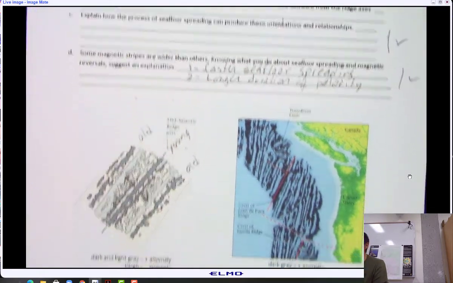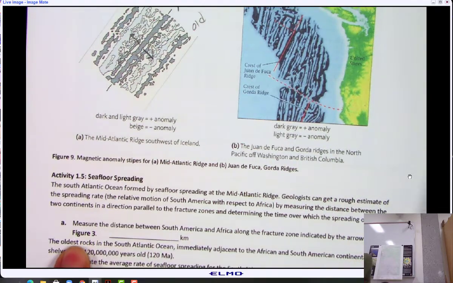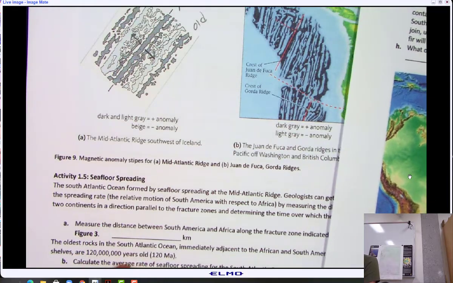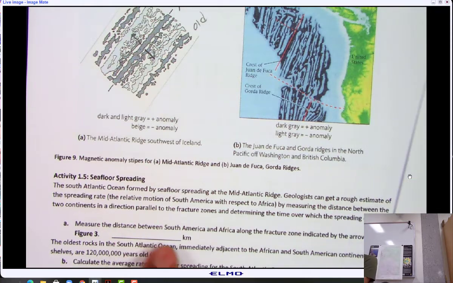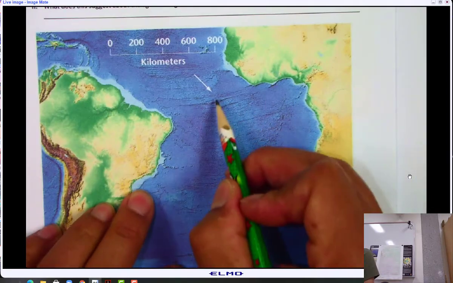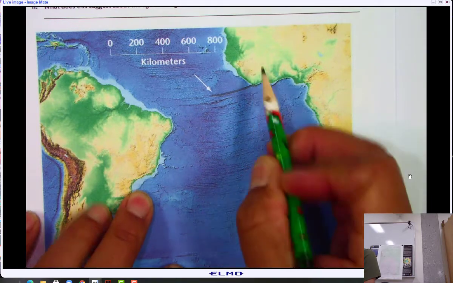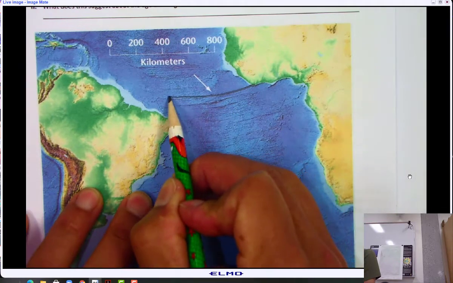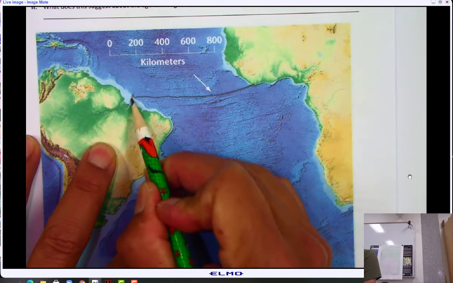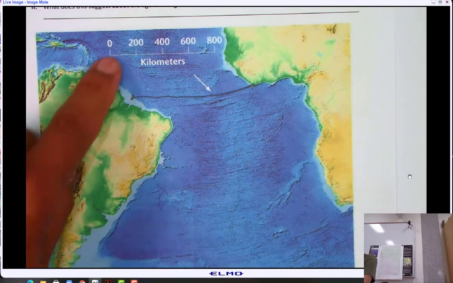So you can see that can also help explain the width of these magnetic stripes here. Now for activity 1.5, we're going to be looking at figure 3. We're going to be measuring some distances. So here's figure 3. They're going to ask us to measure along a fracture zone that's pointed out by an arrow here. You can see that this fracture zone basically starts right here in Africa, and it'll go out over, and you want to measure to there. Remember, we're measuring from continental shelf to continental shelf. And then we have a scale here, so that's going to help us there.